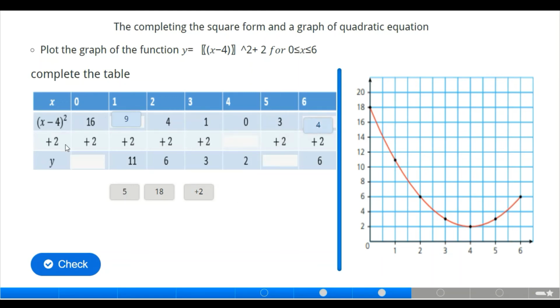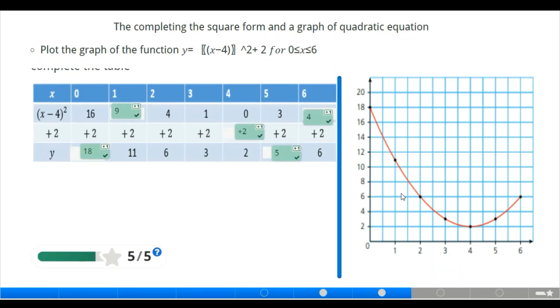Now, because we have a constant value of +2, all through this column the value is going to be +2. So the missing box here too is going to be +2. Now, for the value of y, 16 plus 2 is 18. So we have 18. 9 plus 2 is 11. 4 plus 2 is 6. 1 plus 2 is 3. 0 plus 2 is 2. 3 plus 2 will give us 5. And that's the arrangement for the boxes.